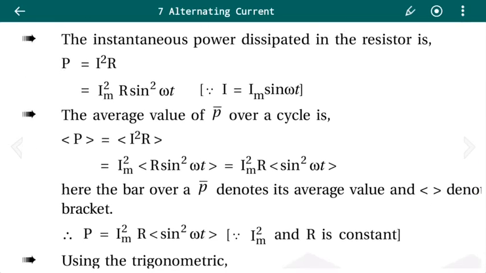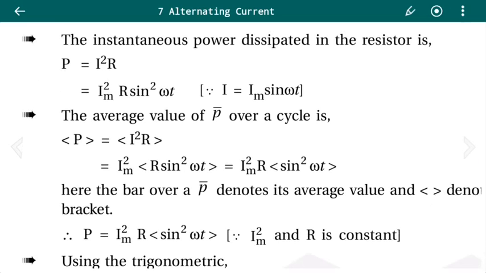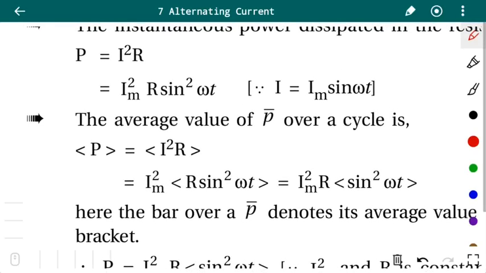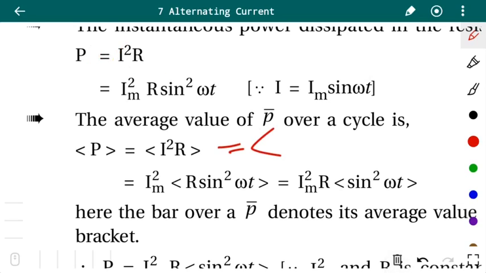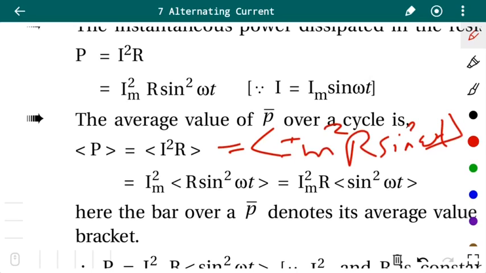Now the average value of this power over one cycle, we know that this is the symbol for average. So the average of power is equal to taking the average on both sides, that is, the average of power is equal to the average of I square R, and we know that I square R is equal to Im square R sine square omega t. We need to take the average of this, but in this case Im square and R both are constant. So taking that outside, we need to take the average of sine square omega t.